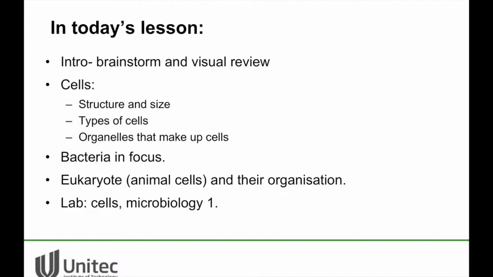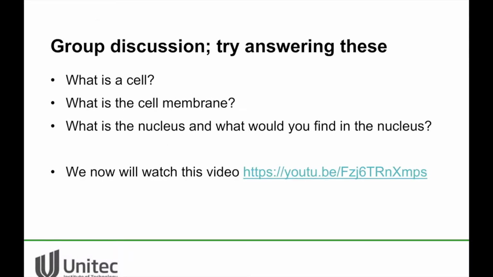Companion Animal Biology. We're going to have a quick look and see what's happening here, a bit of an intro, maybe some brainstorming opportunities for you. We're going to talk about cells, focus a bit on bacteria, and then look at eukaryotic cells, which are animal cells, and how they're organised. The lab that goes with this particular session is the first one in our block course, so you'll see that when we get there.